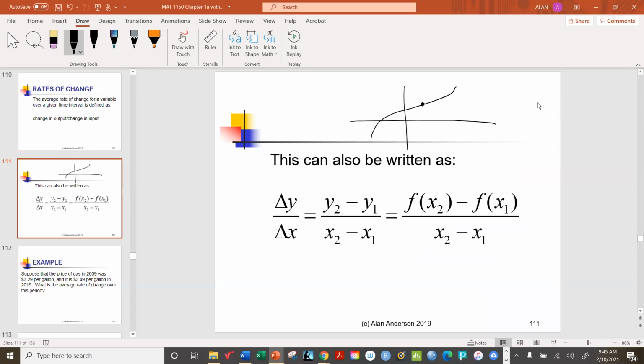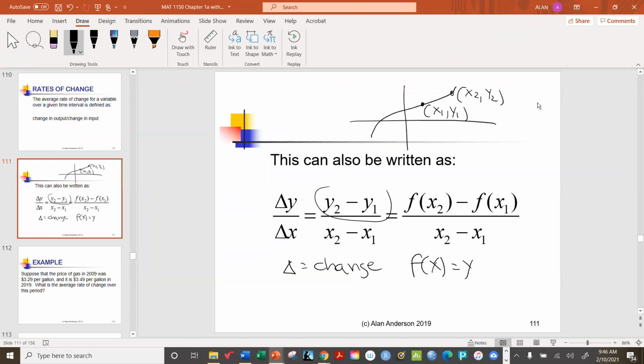So you would have 2 points. We could call this one x2 comma y2, and this could be x1 comma y1. And so the numerator here is the difference between the two y's, and the denominator is the difference between the two x's. So remember, delta means change, and when we say change, we simply mean the difference between the two. And of course, remember that f of x and y represent the same thing, so we can write it as f of x2 minus f of x1 if we want to.